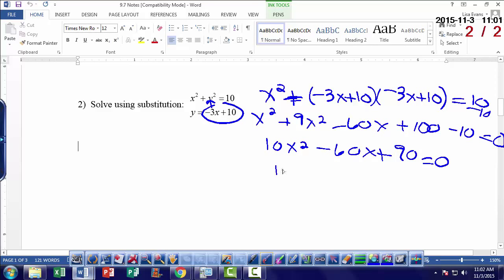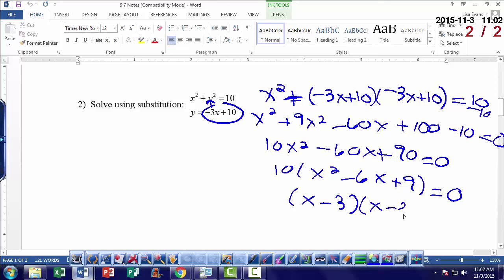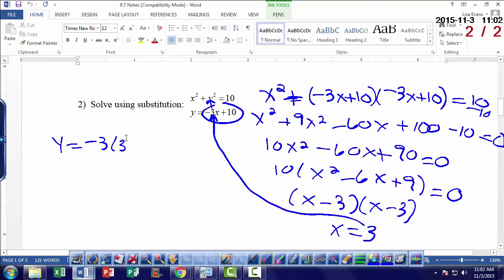Then I'm going to take a 10 out, or you can divide it out so it's gone. And then we're going to factor. So what multiplies to give me positive 9 and adds to give me negative 6 is x minus 3, x minus 3. You don't need to write the answers twice, you're just writing it as 1, so x equals 3. Now it's part of our point, so we have to plug it in and find out what y is. So when I plug it in, I get negative 3 times 3 plus 10, I get 1. Now, that's your answer, 3, 1.